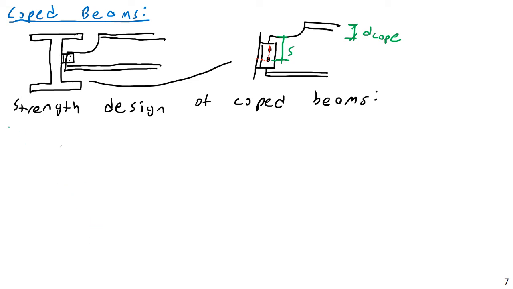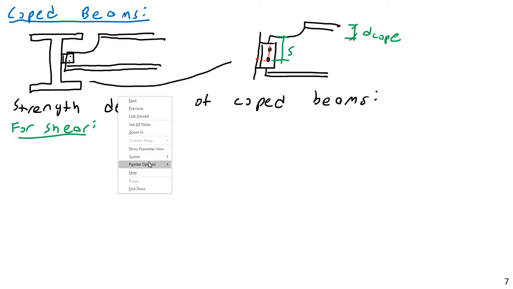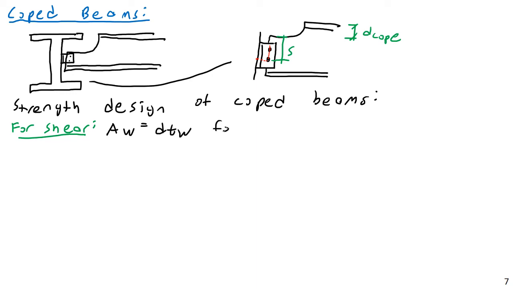So for shear, normally in shear, we use the shear formula from chapter G, and we just treat the area of the web. We say the area of the web is equal to d t_w. And this is for normal beam shear. However, for coped beams, we are effectively just going to decrease the depth of our web. So for coped beams, really shear isn't that bad.